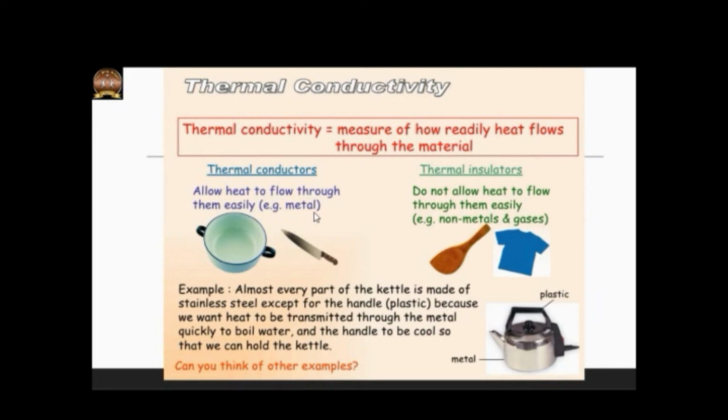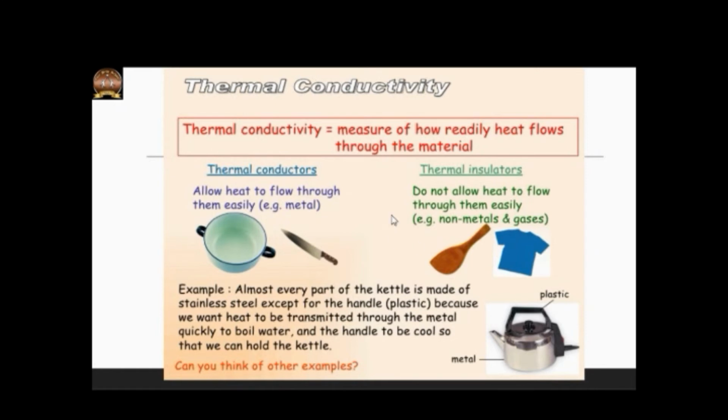Thermal conductors are materials which allow heat to flow through them easily. For example, substances like metals are extremely good conductors of heat, which is why it would not be advisable for you to touch a vessel which is on the stove while it's cooking, because vessels are made up of metal and metals are good conductors of heat or good thermal conductors.